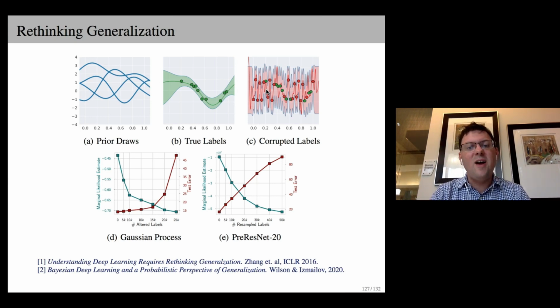And we can quantify how much a model wants to fit data with something called the marginal likelihood. And so we can actually fit a Gaussian process on CIFAR10 with altered labels and show that we get 0% training error. So that means that this result in the Rethinking Generalization paper wasn't unique to deep neural nets. You can reproduce it with Gaussian processes.